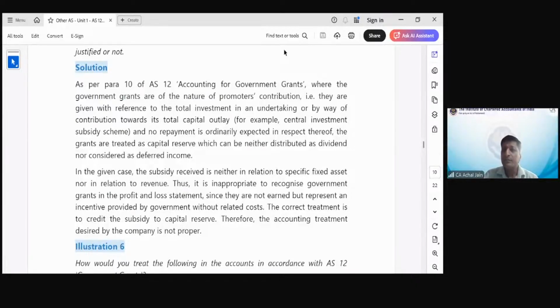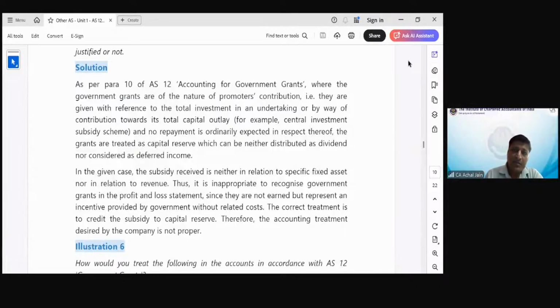Over to you. Yes, I think Rohan has a question. Yes, Rohan, what's your question? Sir, in the first monetary grant that we have learned, the grant related to the asset, that asset is fixed asset, and here it is capital asset, isn't it? So what is the meaning of capital asset? How is it different from fixed asset? Can you tell me?